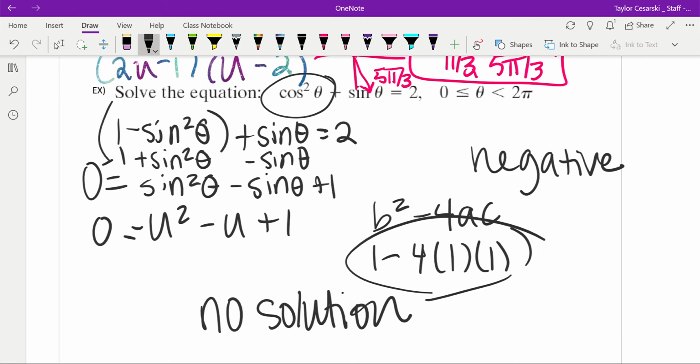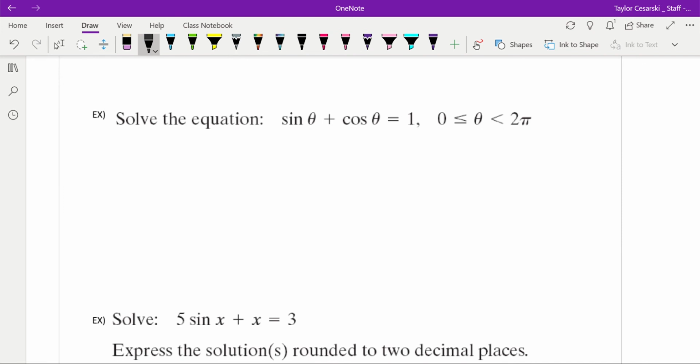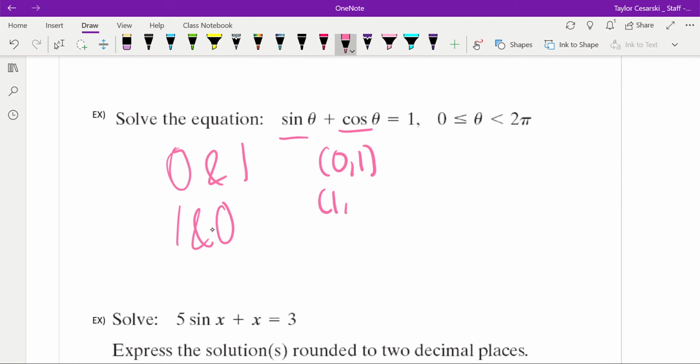All right, I have one more that I want to do, and that's the middle one on the back. Solve the equation sine of theta plus cosine of theta equals 1. Now, this one's more of a conceptual understanding of the unit circle. The only time that this is going to happen is when one of them is either 0 and 1, or 1 and 0. That's the only time that sine plus cosine equals 1. So we have to think about where on the unit circle it is either 0, 1 or 1, 0.